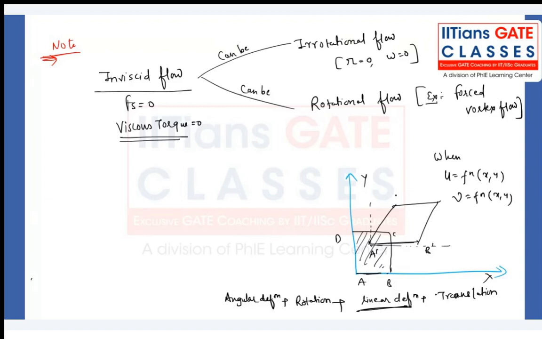No deformation, that is correct, but he asked about the linear deformations. In the first case, v is a function of x, u is a function of y. No linear deformation. What is the linear deformation? Dou u by dou x. u has to be a function of x to have the linear deformation. Otherwise, if it is a function of y, then this will be zero.